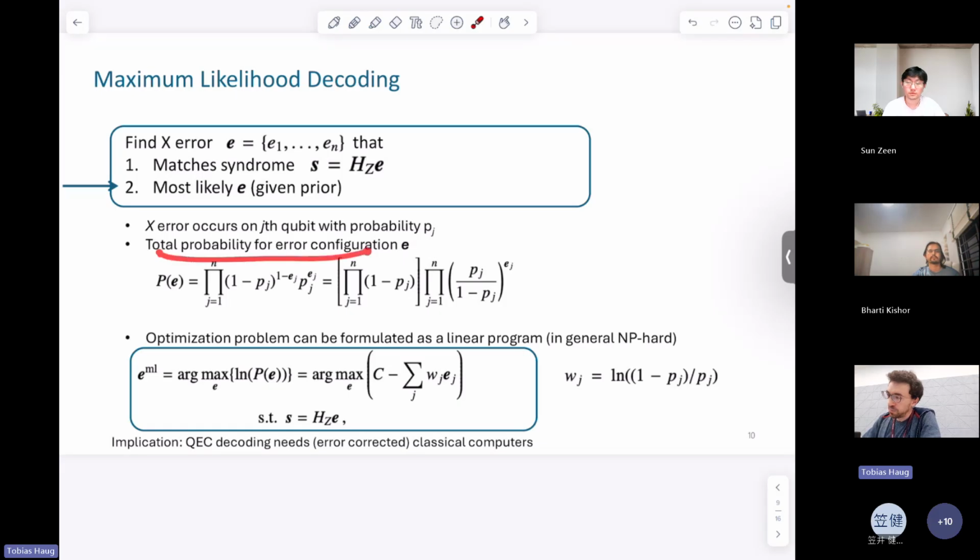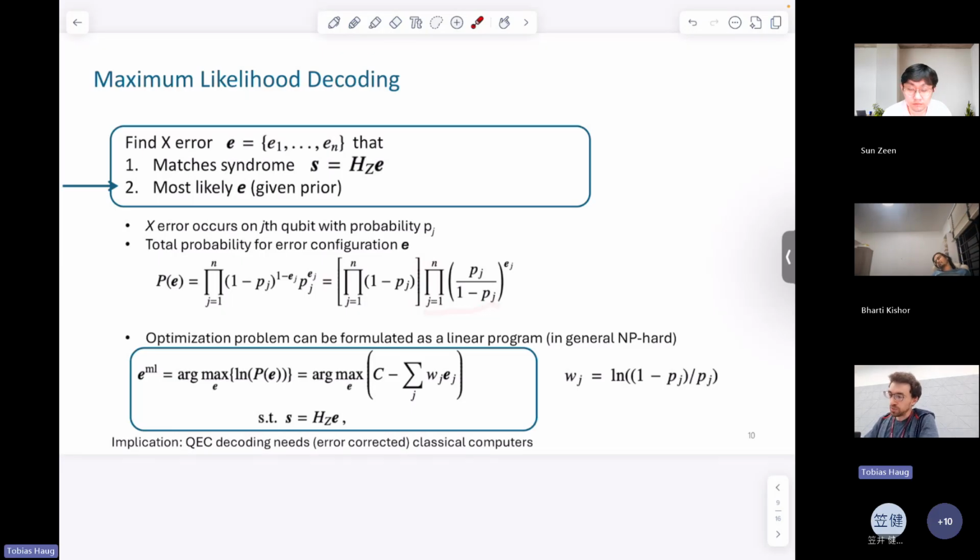Then we can write down the total probability of a particular error configuration E. So for every error configuration E, we can write down its probability. The probability is simply the product over all the qubits, where we multiply either pj, if an error has occurred on the particular qubit j, or 1 minus pj, the probability of no error, when no error has occurred. And we can rewrite this in a nicer form here, where this is some kind of constant, and then this is something that depends on the error.